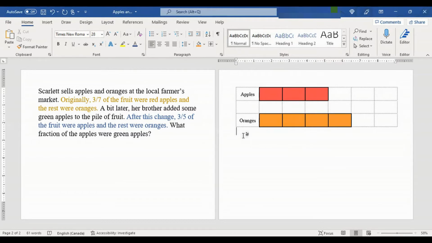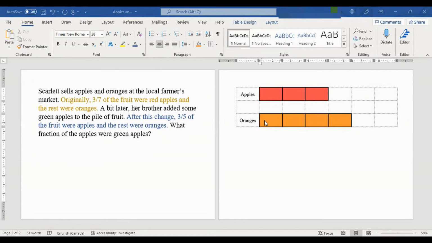Now it says a bit later, Scarlett's brother added some green apples to the pile of fruit. Right, we've changed the total amount of fruits, and therefore the total amount of apples as well. And after this change, according to the blue sentence, 3/5 of the fruit were apples and the rest were oranges. So the number of red apples we have here, plus a certain amount of green apples, is going to be 3/5 of the total amount of fruit now. So if the apples take up 3/5 of the total number of fruit, the oranges would have to take up the remaining 2/5.